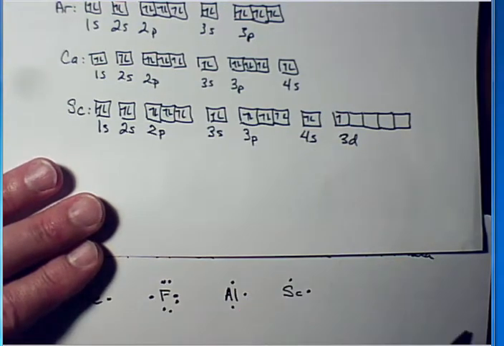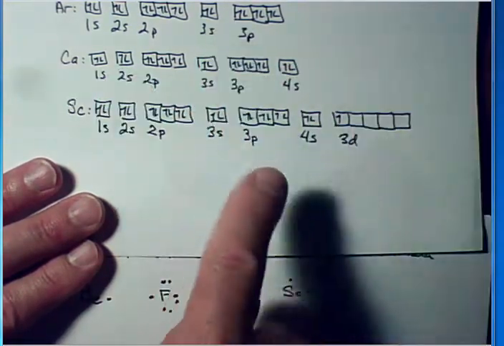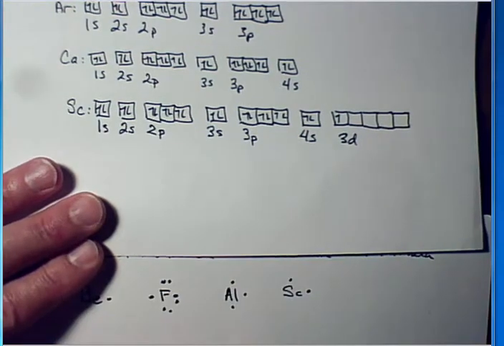Highest energy level, 4, right? 1, 2, 3, 4, right? 4. There's the highest energy level for scandium. That's its valence level. And it has 2. That's why we do 2 dots.